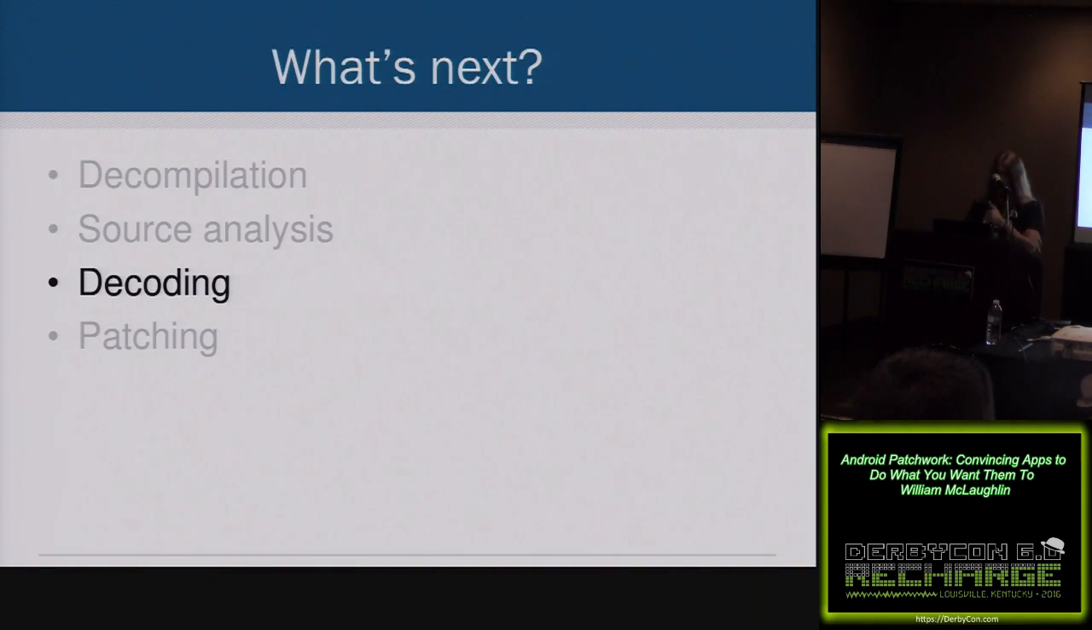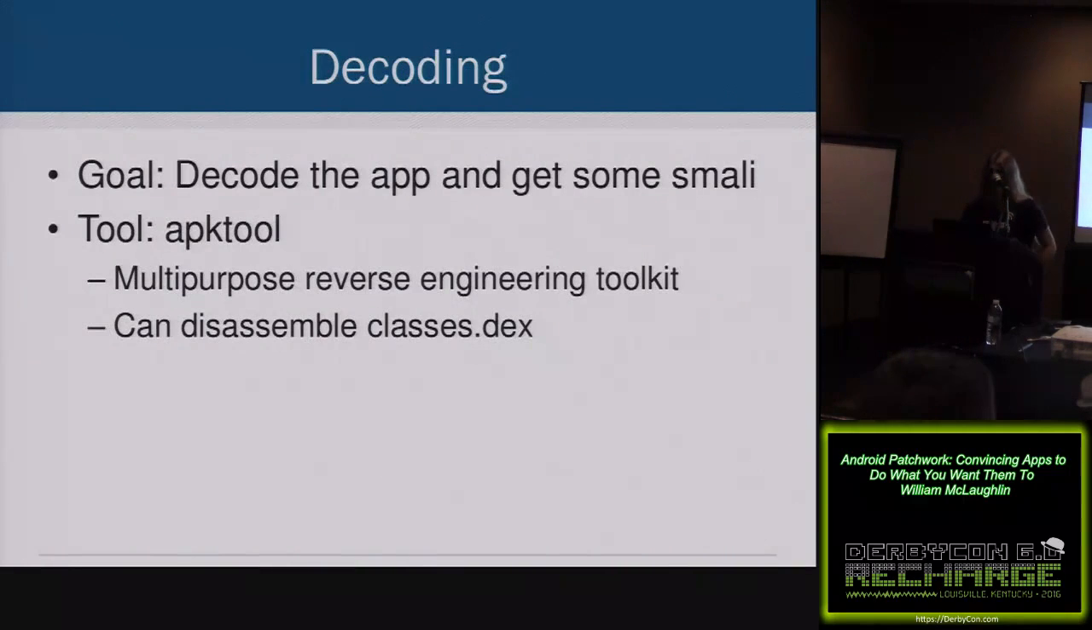The next step, before we actually patch it, is we have to decode the application. To do that, we're going to use APKTool. It's a pretty neat little toolkit. It does a lot of stuff. We're going to be using it specifically to get some smali code representation of the compiled classes.